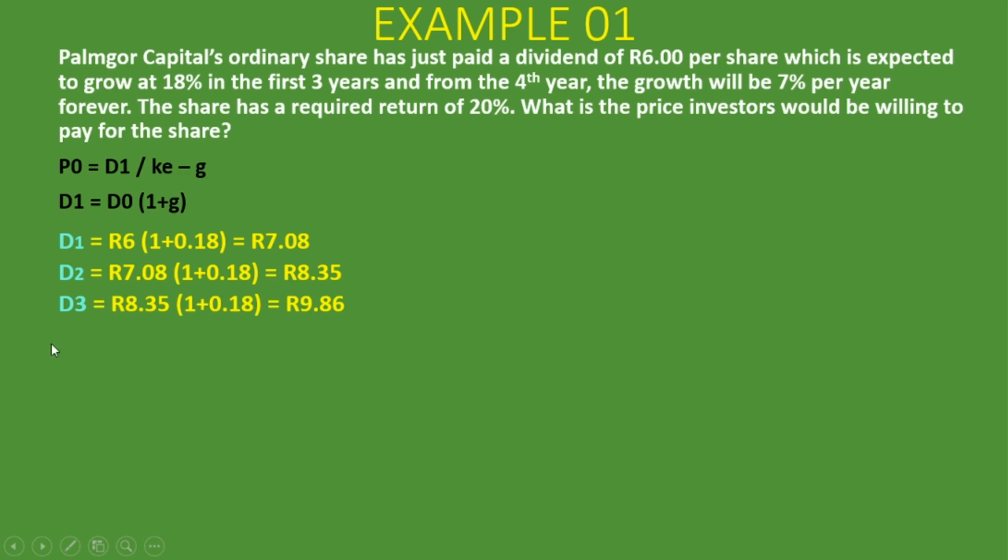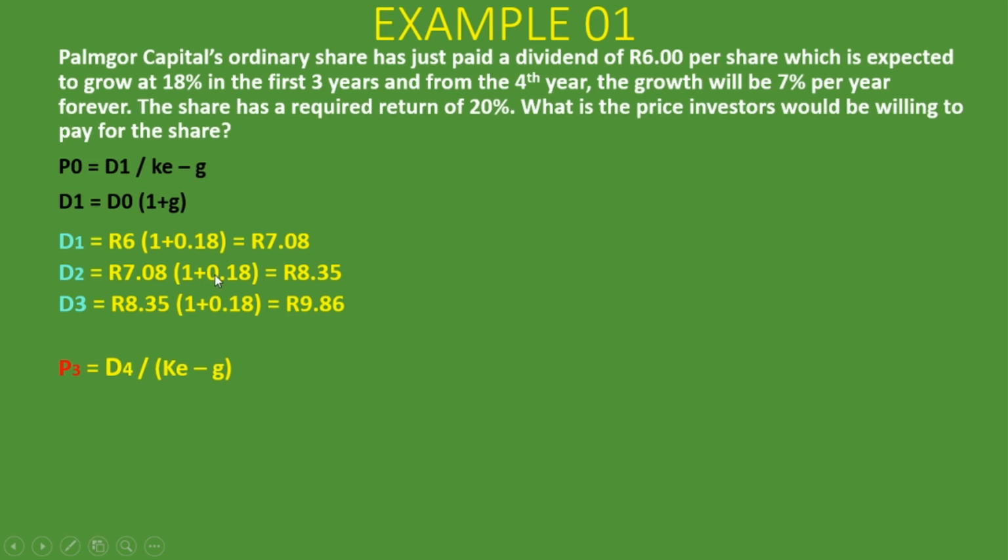So for me to get P3, I will need D4. Remember, for me to get the market price of a share, I will need the dividend for the following period. So I want the market price per share at year 3, so I will need the dividend at period 4, and then I will divide it by the required rate of return minus the growth rate. And here is how it looks. Market price per share at period 3 equals dividend at period 4 divided by the required rate of return minus the growth rate.